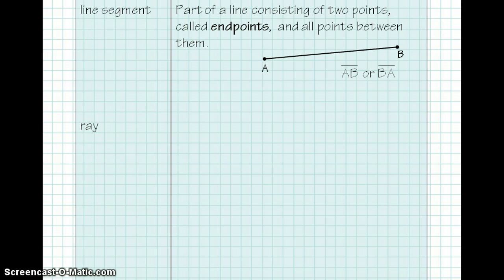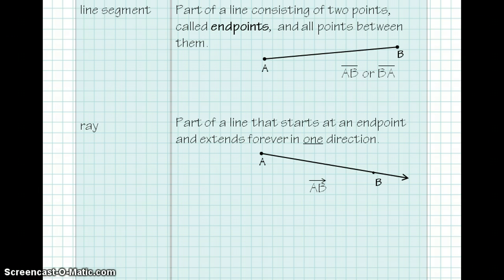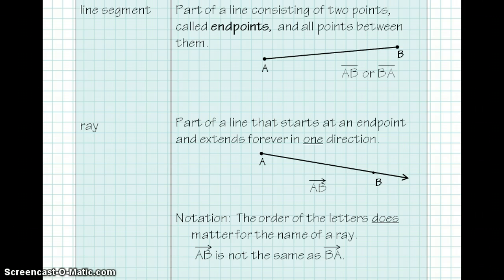The last kind of part of a line we're going to talk about is a ray. Now a ray is part of a line that starts at an endpoint and extends forever in only one direction. So in this example I have a ray that starts at point A and goes through point B, so we call this ray AB. We put the two letters, we draw a little arrow above it, and that tells me that my endpoint is at A and it goes through B. When you're talking about rays, order of the letters does matter. If you have your little arrowhead starting at B and ending at A, that says you're starting at B and it goes through A, which is not the same thing at all.